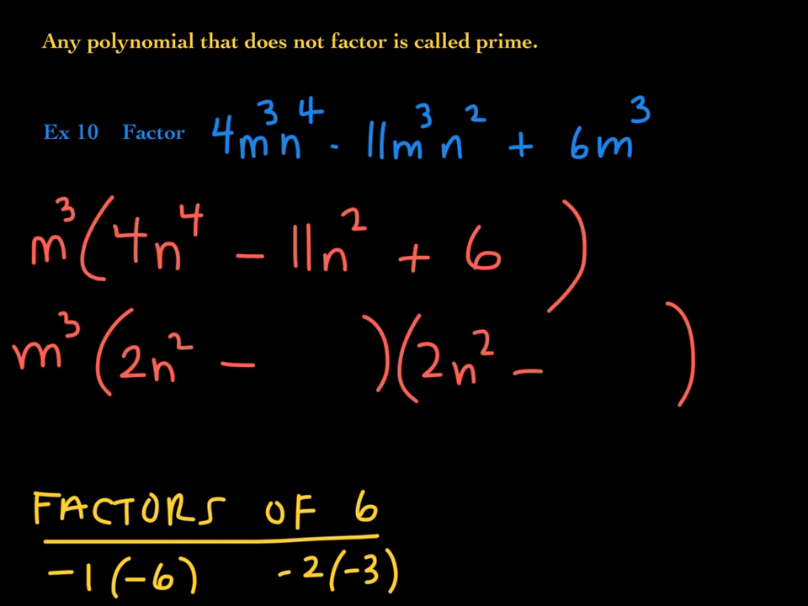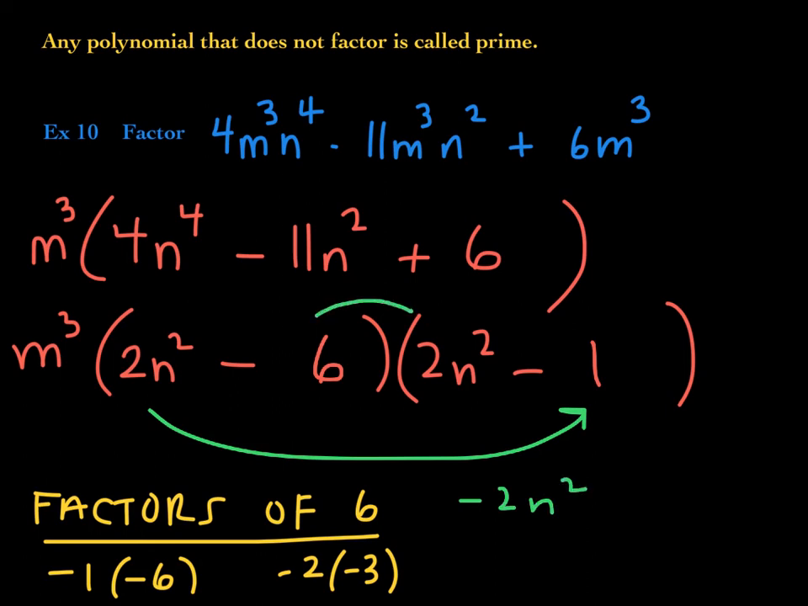If I put the 6 here and a 1 here, does that work? Well, this would give me negative 2n squared. This would give me negative 12n squared, excuse me. This gives me negative 14n squared, which does not work. That's not the middle coefficient that I was looking for. So then that's not working.